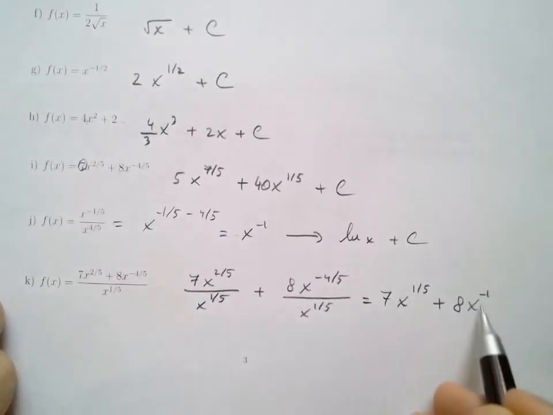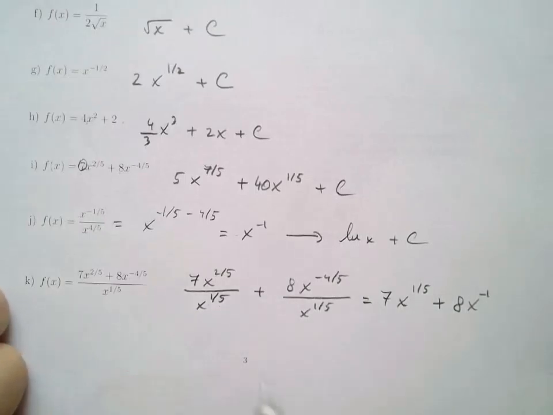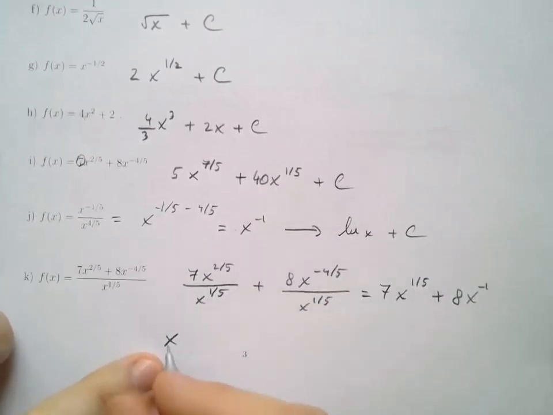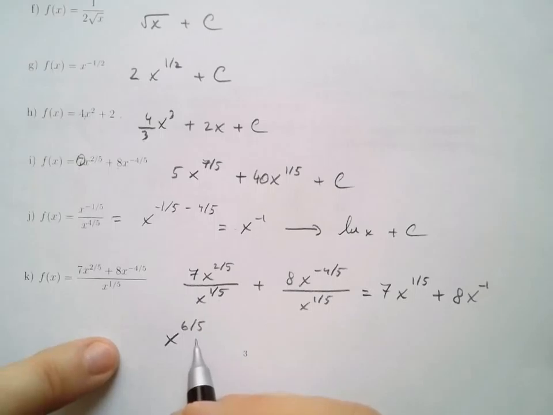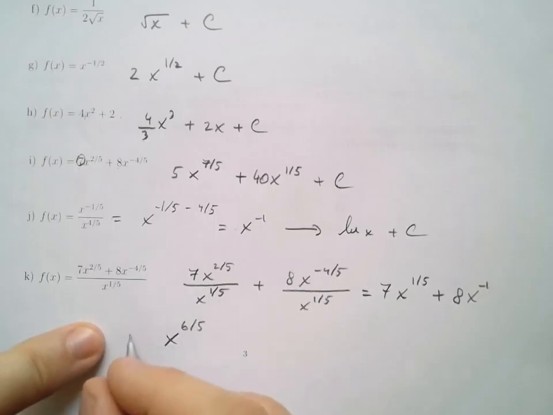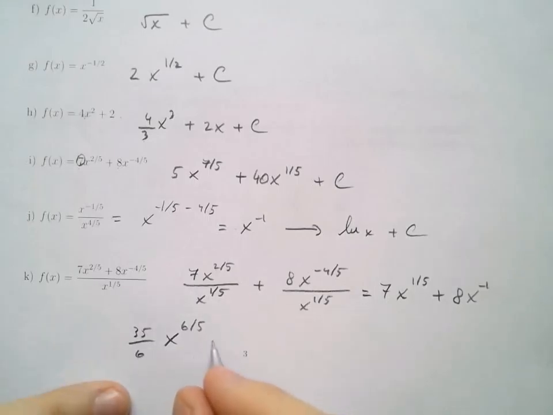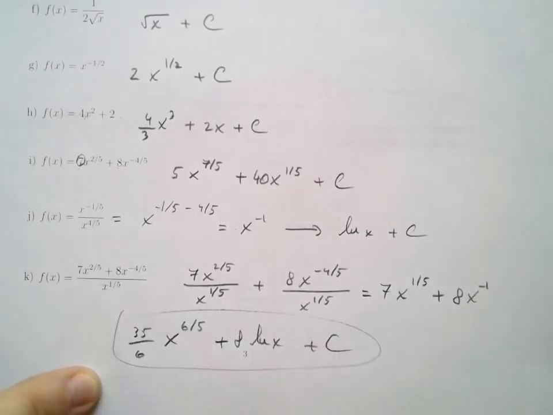So now I take the antiderivative of this using the exponent rule that we know. So this should be 1/5. I add 1 to the exponent, so it's 6/5. And I have to divide by 6 over 5, which is the same as multiplying by 5 over 6. And on top then I have 5 times 7, which is 35 over 6. Plus, this is just 8 natural log x plus c. So that's my antiderivative for the last problem.